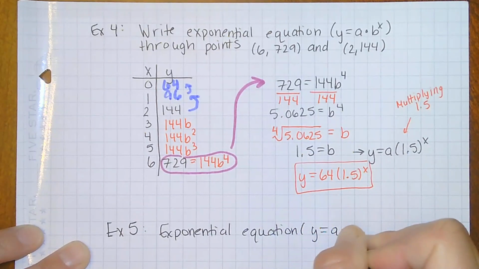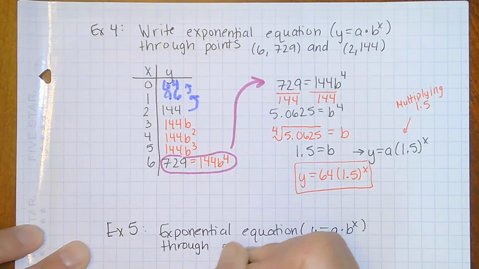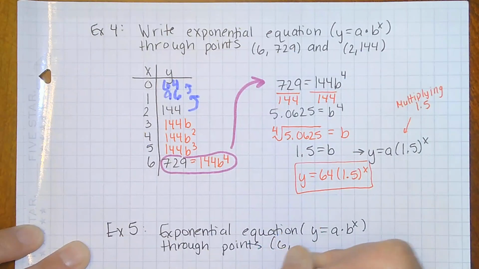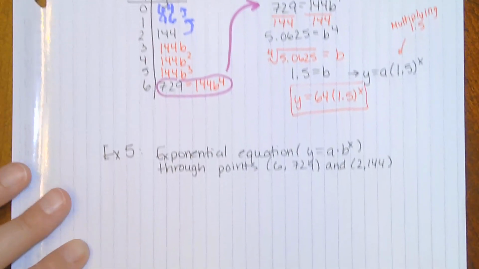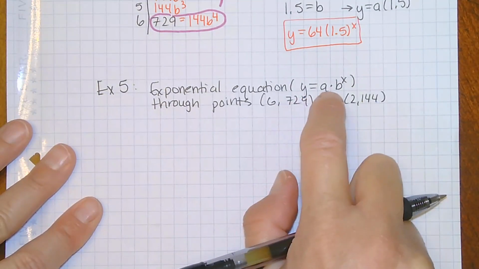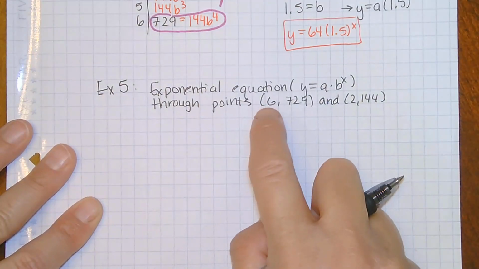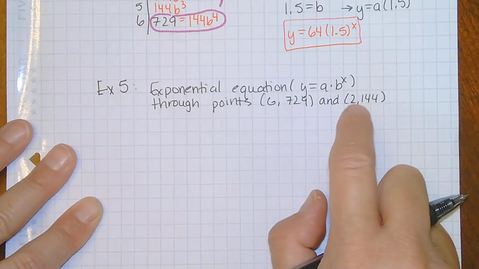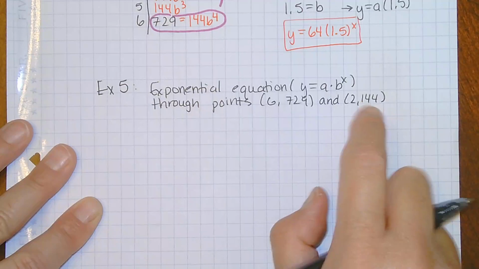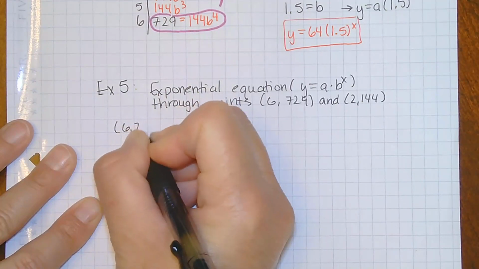Again, y equal a times b to the power x. Again, through the same 2 points, 6, 729 and 2, 144. But this time I'm going to be plugging these in, substituting them into this equation and getting 2 equations. So I'm going to be putting the 6 in for the x and the 729 in for the y. And then I'm going to get a second equation by putting the 2 in for the x and the 144 in for the y.